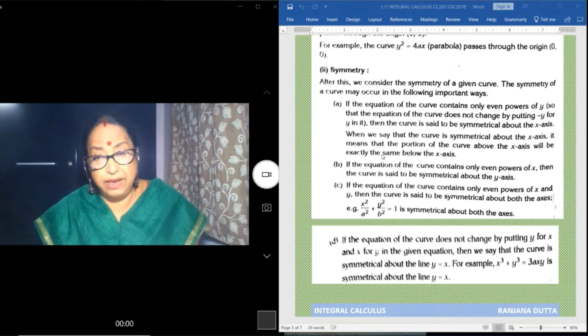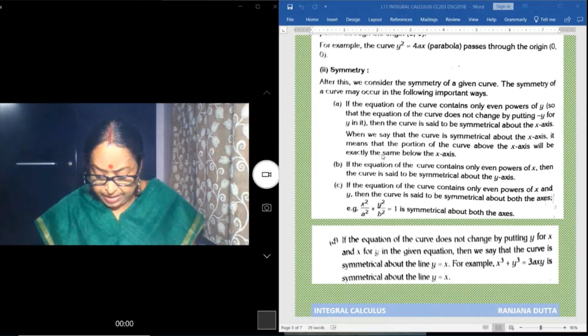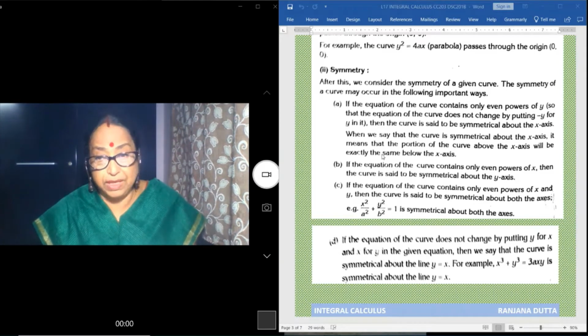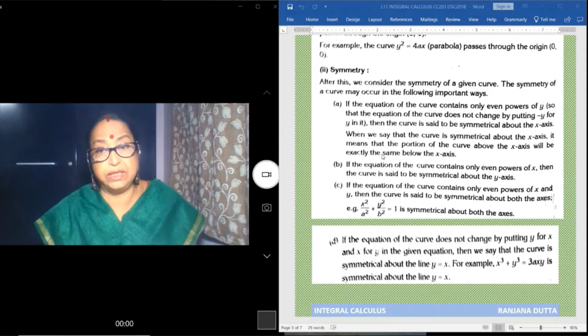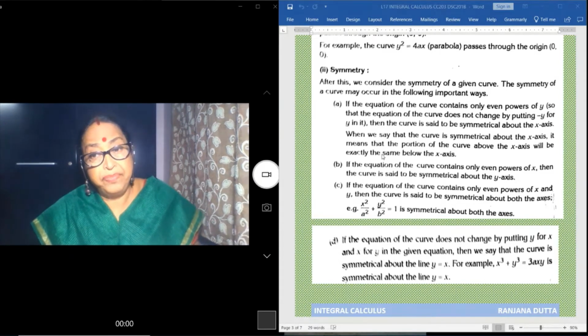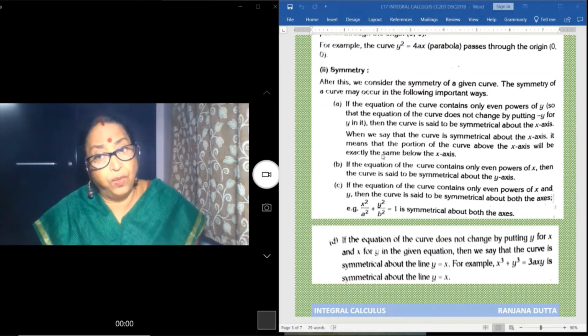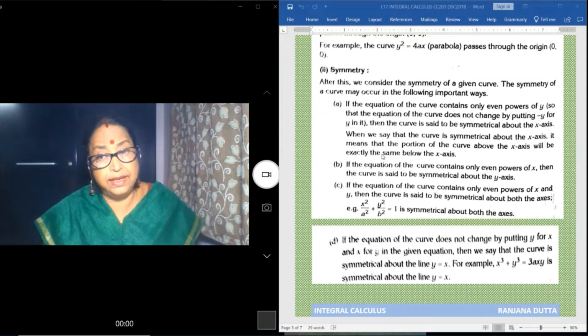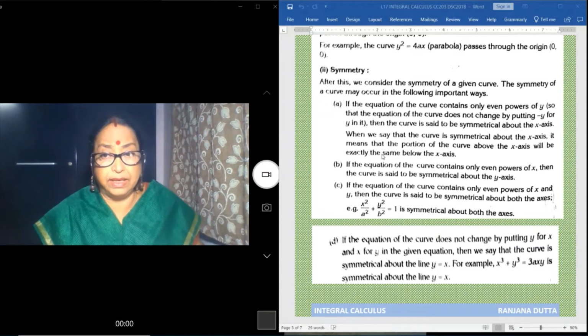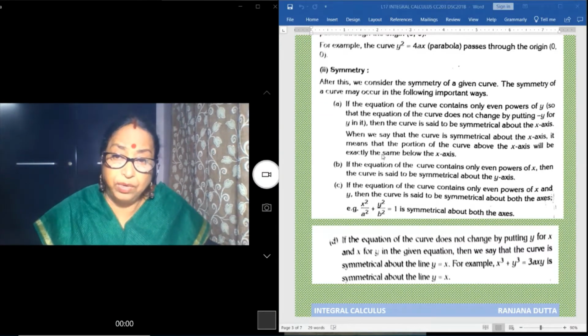That is, if it is in the form x square by a square plus y square by b square is equal to 1, here the power of x is only 2, and the power of y is also only 2. Hence in this case the curve is symmetrical about both the axes.